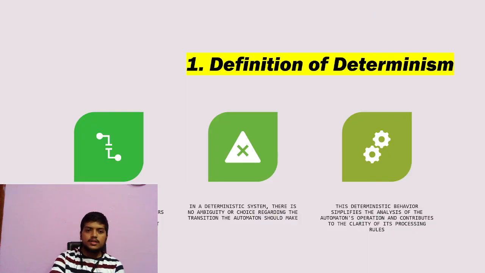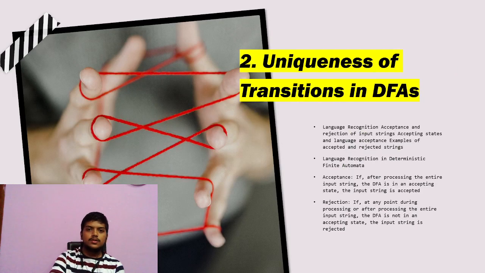Determinism in the context of deterministic finite automata refers to the uniqueness and predictable behavior of the automaton when processing input symbols. In a deterministic automaton, there is no ambiguity or choice regarding the transition the automaton should make. This deterministic behavior simplifies the analysis of the automaton's operations and contributes to the clarity of its processing rules. Next, language recognition: acceptance and rejection of input strings, accepting states and language acceptance, with examples of accepted as well as rejected strings.